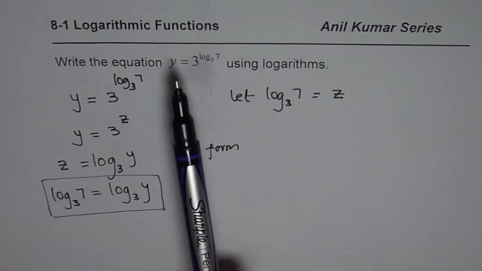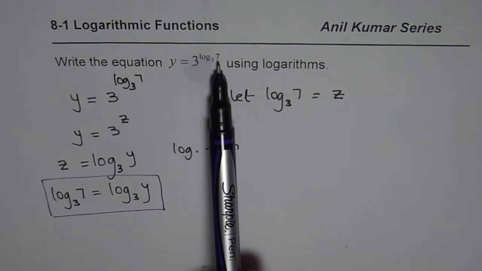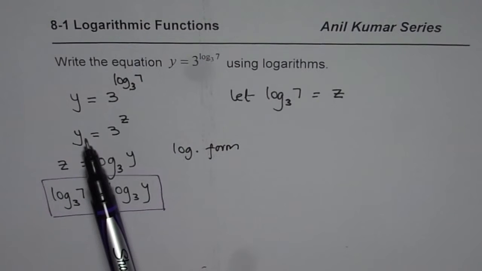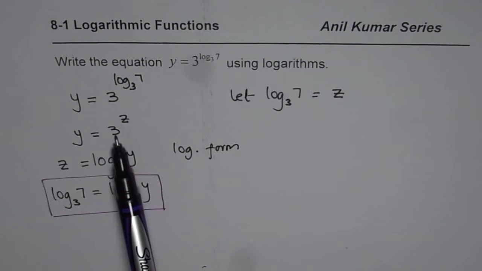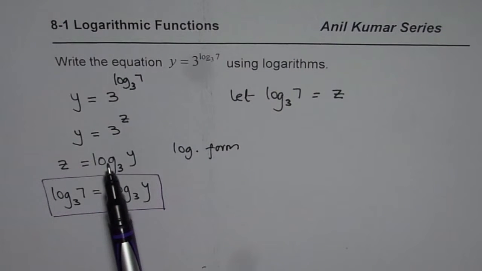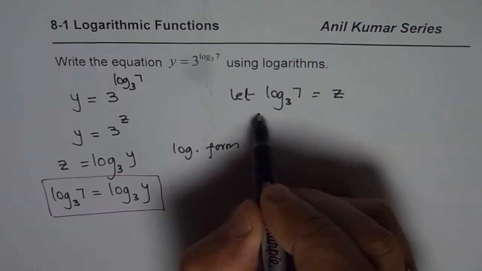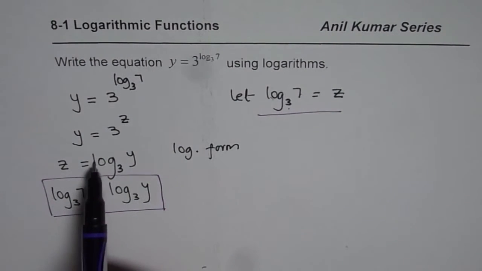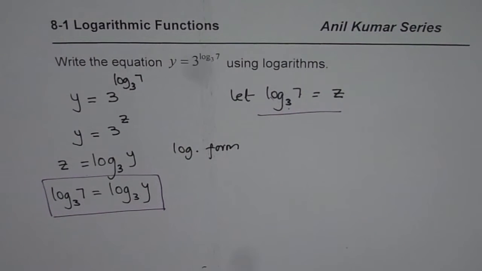So what we have here is y equals 3 to the power of log base 3 of 7. We substituted that exponent as a variable and wrote the equation in exponential form. And then we changed from exponential form to the logarithmic form. So we get what z is equal to. That's another way of writing z. But we know z is already substituted as log 3 of 7. That means log 3 of 7 and log 3 of y are the same thing. And therefore, we can write this as log 3 of 7 equals log 3 of y. So that is how we can write this equation.